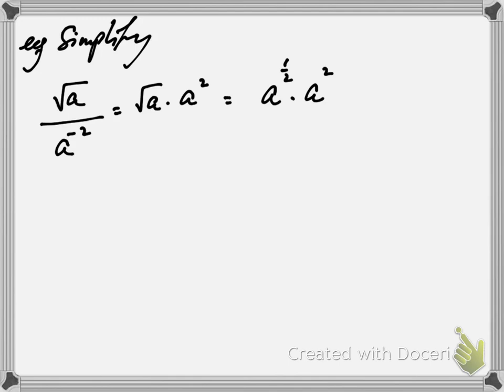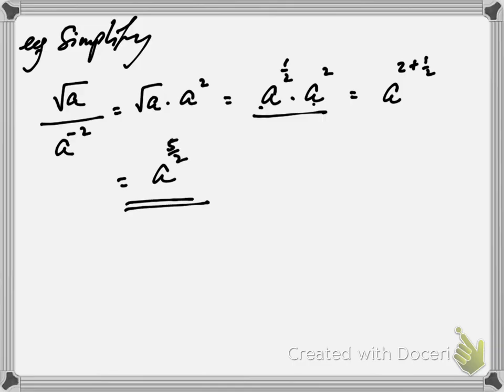When you have the same base and different powers, what do you do? You add them up: a to the power 2 plus half, which is 2.5, or 5 over 2. Usually you don't leave your final answer in a fractional power, therefore you write down the fifth root of a to the power 5. So both are correct. That's correct, but this is more correct.